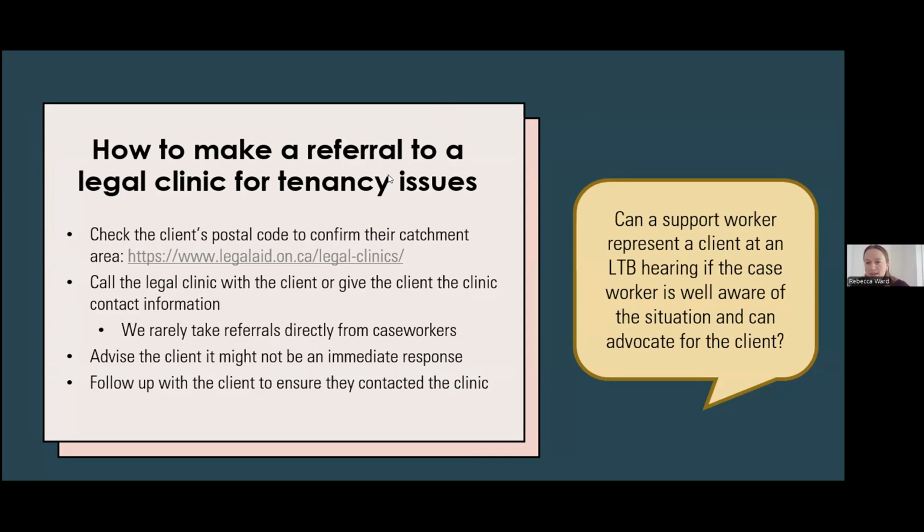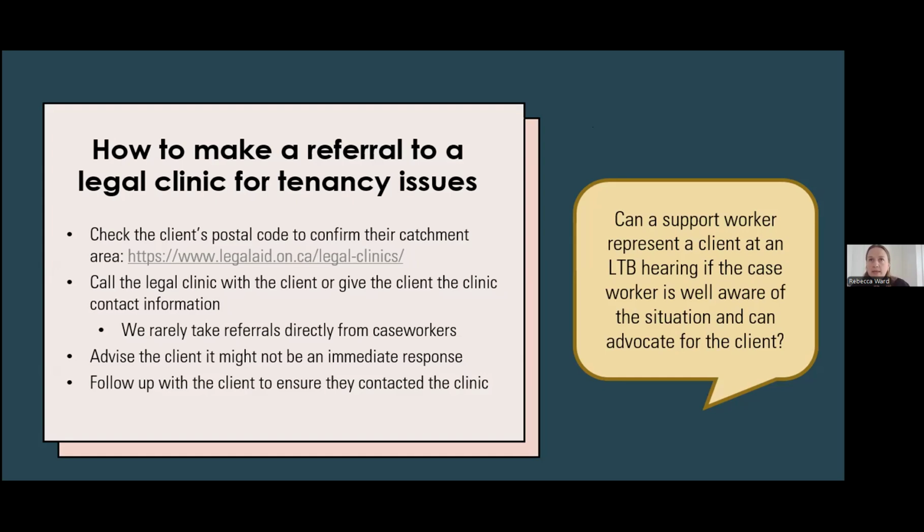Sorry, I'm just reading through the questions here. There's another question that says, can a client have a support worker and a legal clinic lawyer? Yes, you can totally have both. And we appreciate it so much when tenants and clients have folks who are showing up with them, who want to support them, who are there just as emotional support.